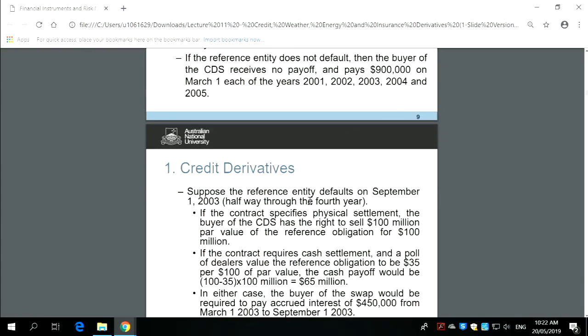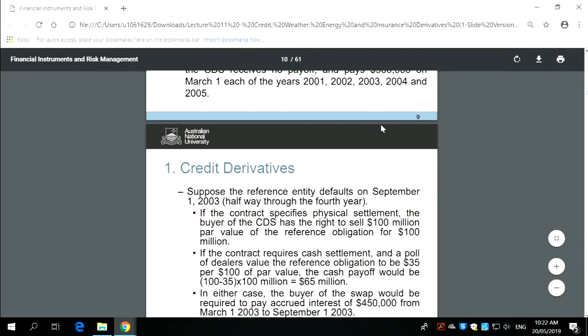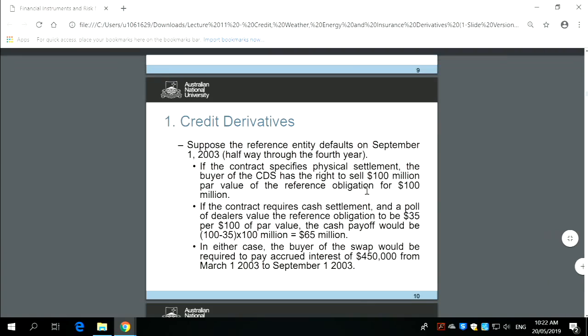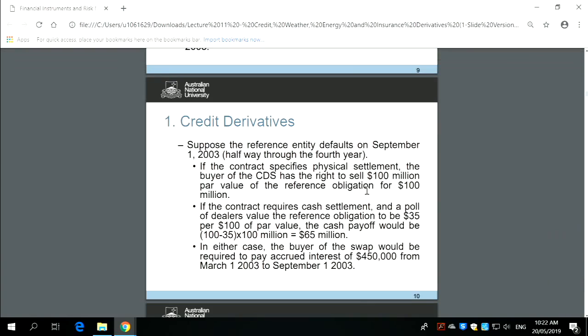And the default happened halfway through, which means before we get our payoff from the seller of the CDS, we still need to pay that $450,000, which is 900,000 divided by 2, right? So the $450,000 covers the half year through the 4th year, okay? So that's the first thing we need to do. We need to pay $450,000 to the seller of the CDS.